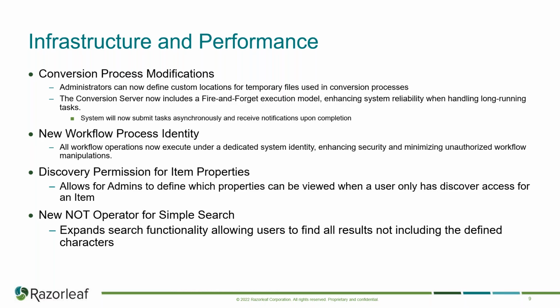So instead of the conversion server tracking all of the tasks and running down each one, we can now submit these tasks asynchronously, and then the system will deliver notifications upon completion of those individual tasks. Alongside this, we have a new workflow process identity. So all workflow operations are now going to be executed under a dedicated system identity. So this is going to make sure that once a workflow is kicked off, we're not going to be able to have workflow manipulations once that process is being executed.